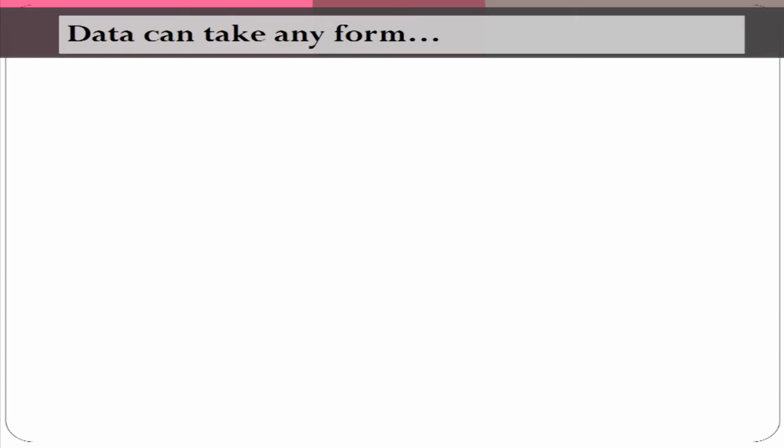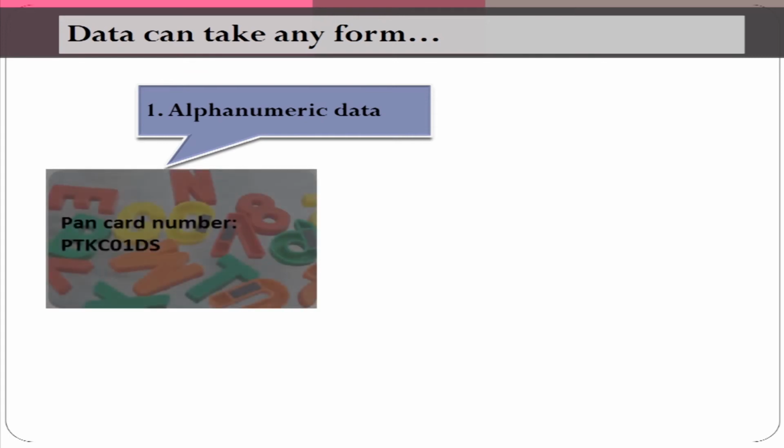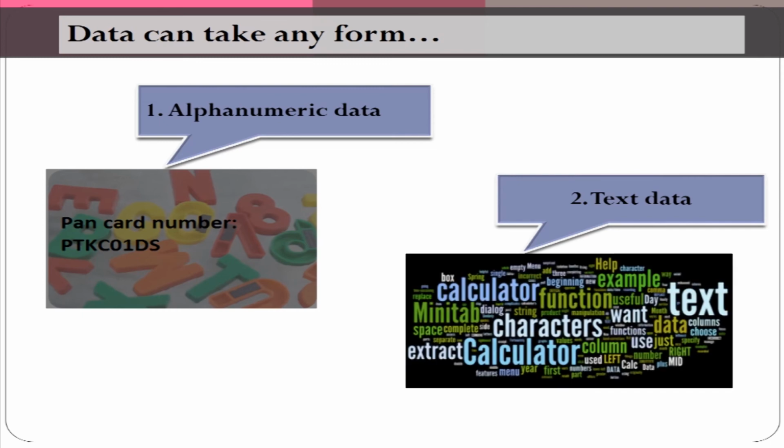Data may take any form. Number 1, alphanumeric data. This is a combination of numbers and letters. For example, a PAN card number, PTKCO1DS, a social security number or an NSSF number. Number 2, text data. Sentences and paragraphs used in written communication, for example, the climate in different regions of Uganda.